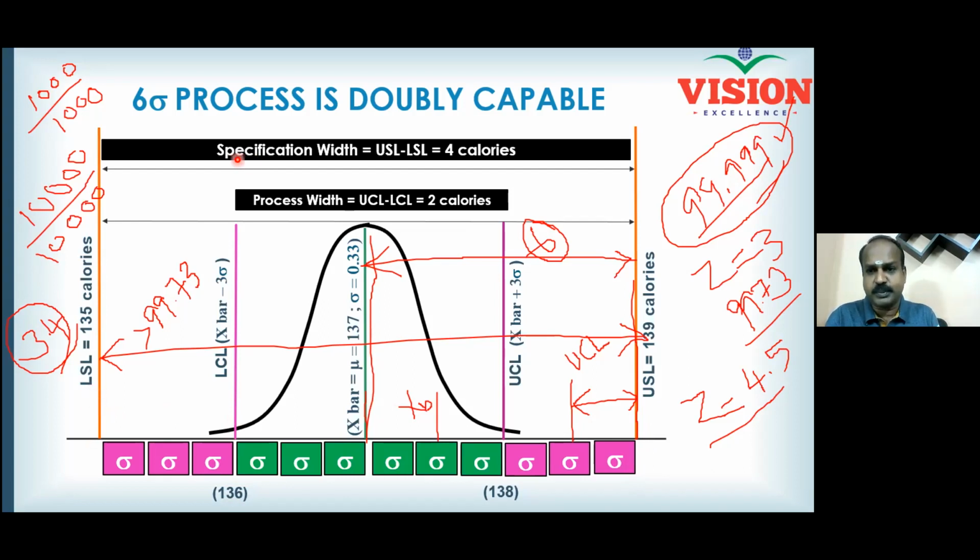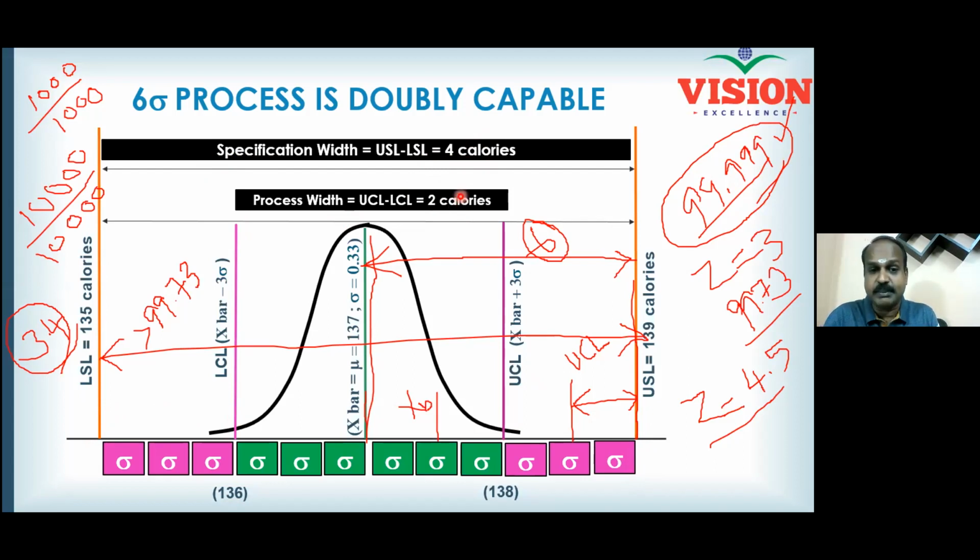Now calculate your process width and specification width. The specification width remains the same, 4 calories. But what is your process width now? Only 2 calories, 138 minus 136. Now your process tolerance is reduced to half of the customer tolerance. You have made your process doubly capable.